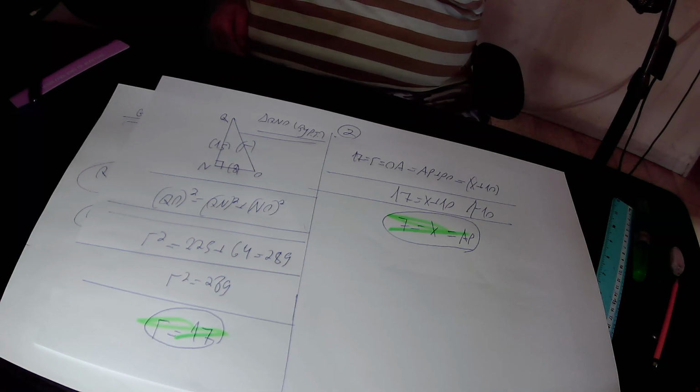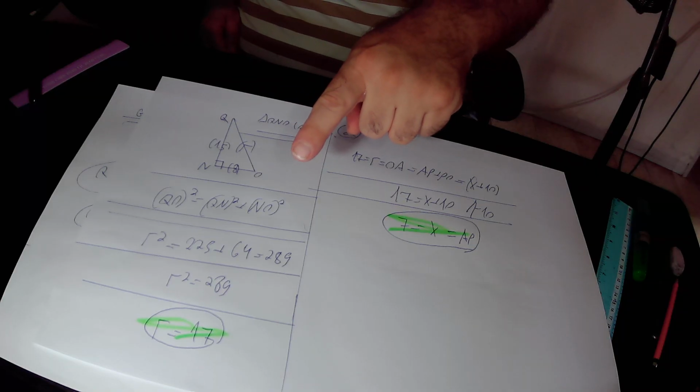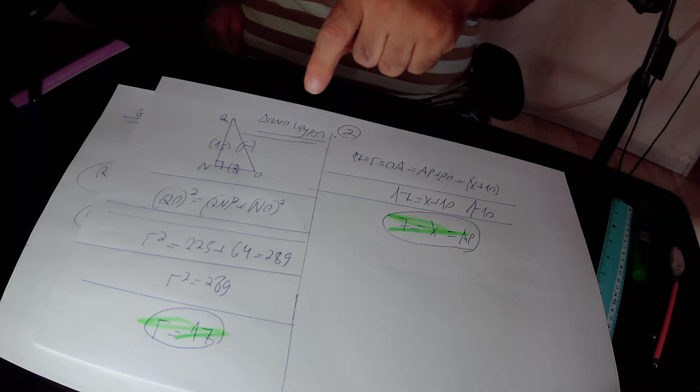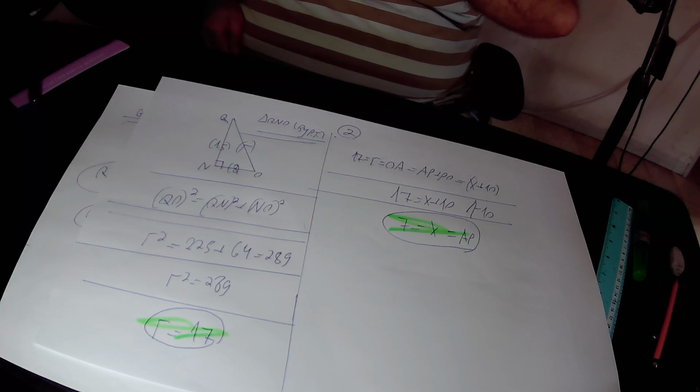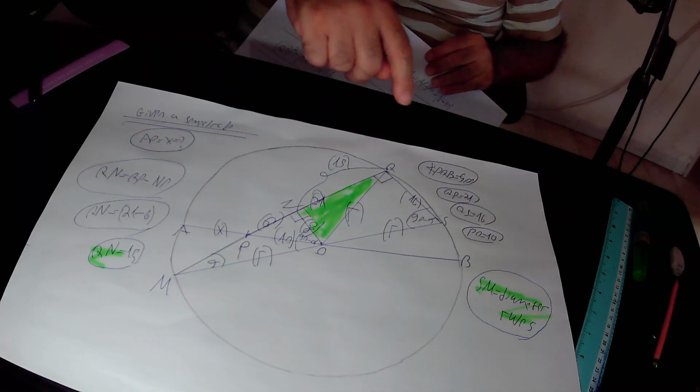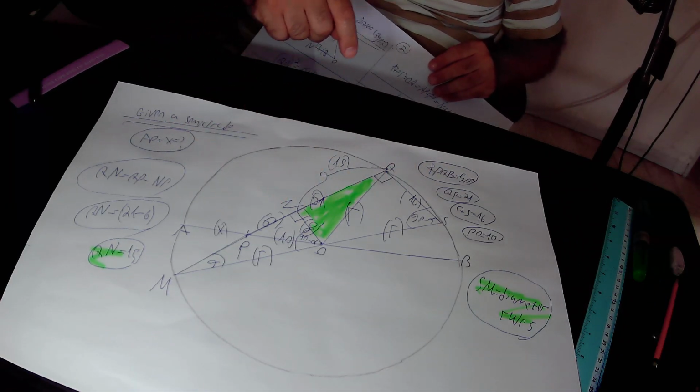So we find that R squared equals 289. Here we take the square root and find R, the radius of the circle, equals the square root of 289, that is 17. So we find that the radius R of this circle is equal to 17 units in length.